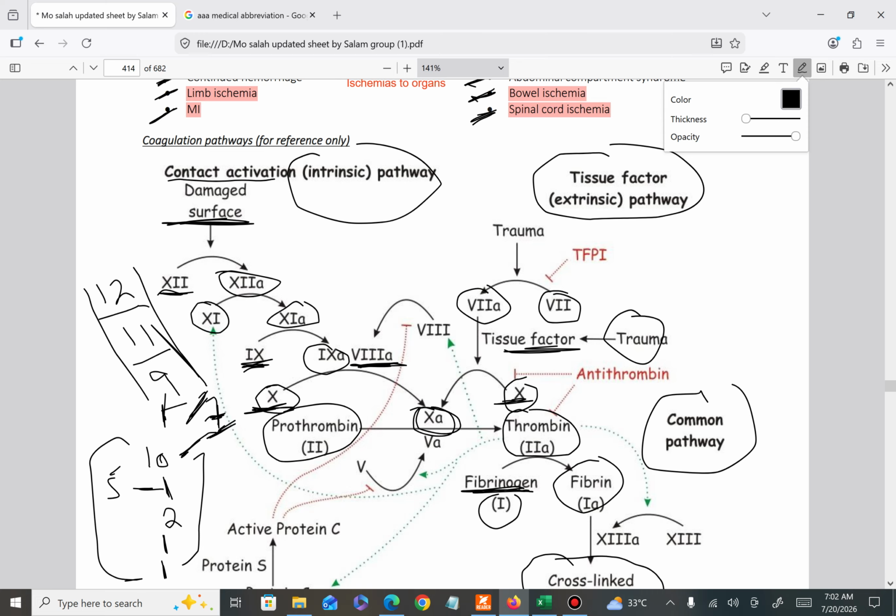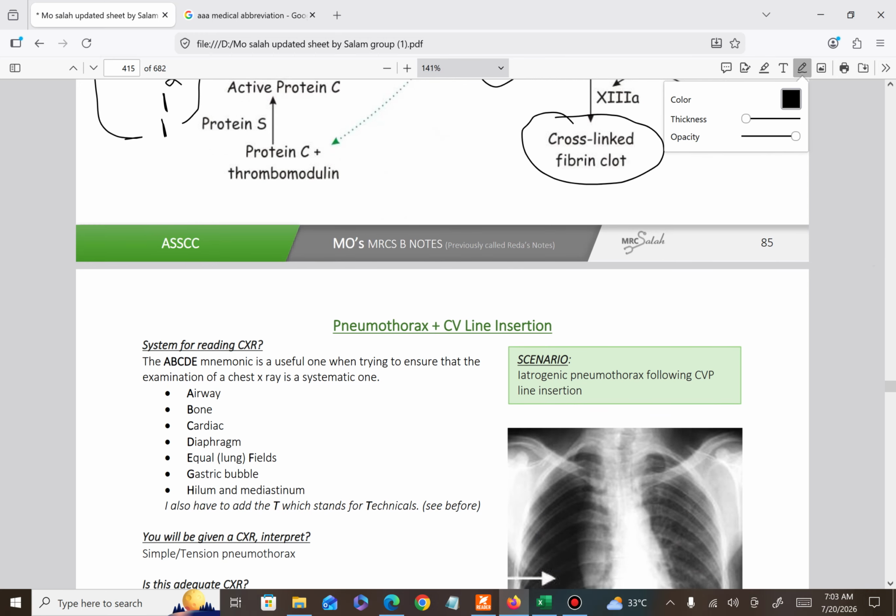Okay, as the intrinsic pathway is longer, it is checked by the APTT, while the extrinsic pathway is shorter than the intrinsic, so it is measured by the PT/INR. Okay, so this is about the coagulation pathways.